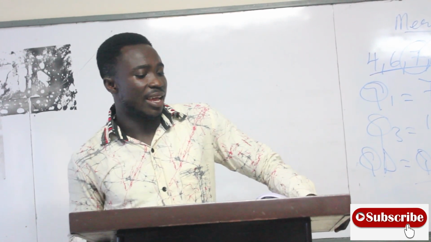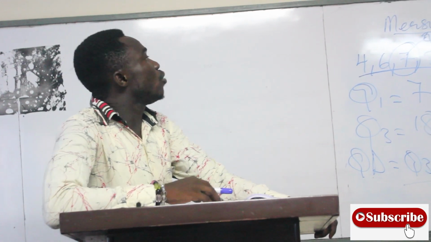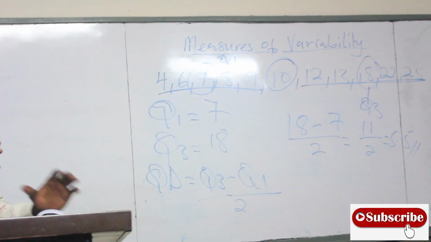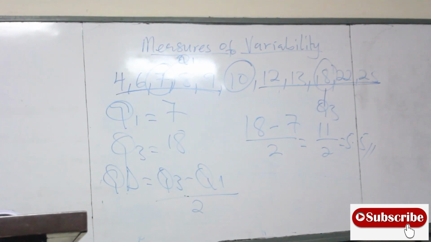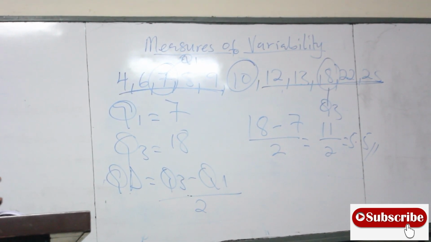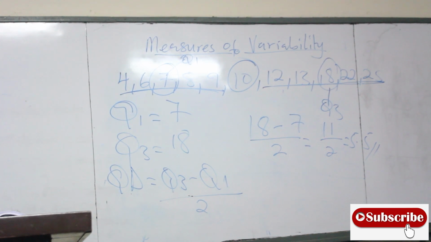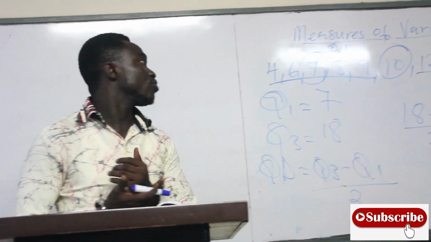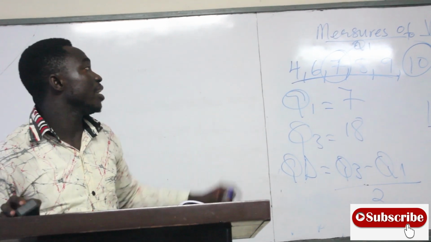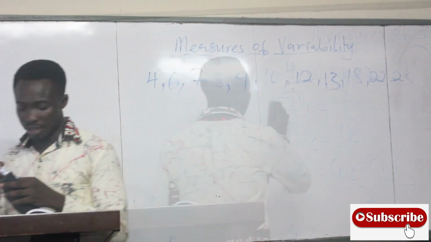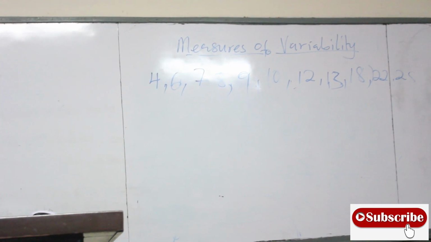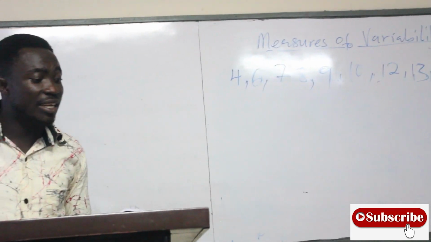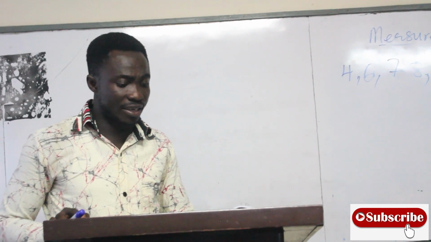Now, assume you have 2 numbers at the middle. What you do is you sum up the 2 numbers, or you add the 2 numbers and then you divide by 2. Hope we are good. Very good. Now let's look at the formula method with the same observation we used for the median method.